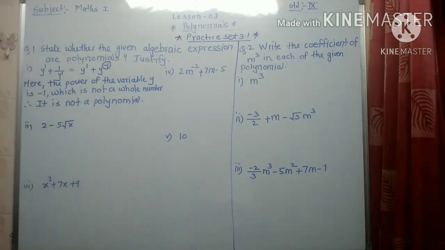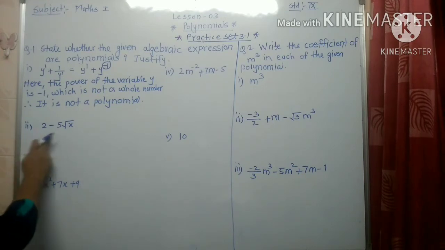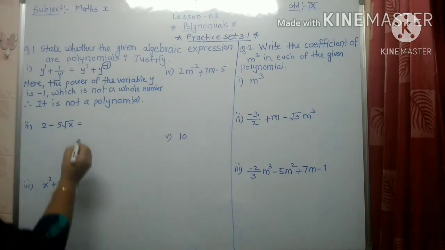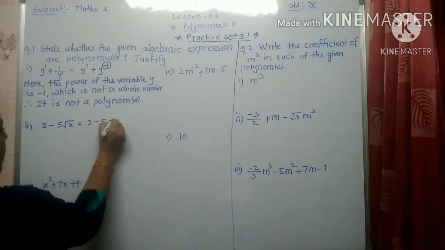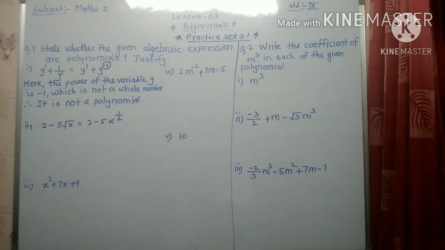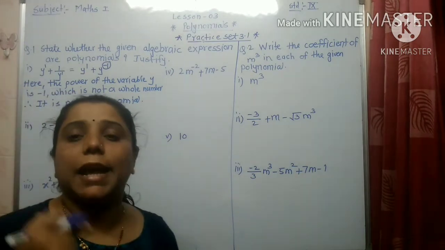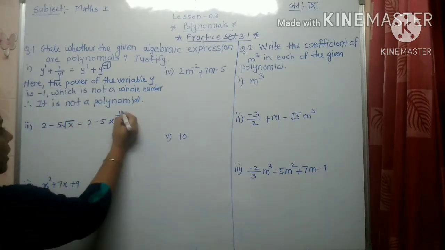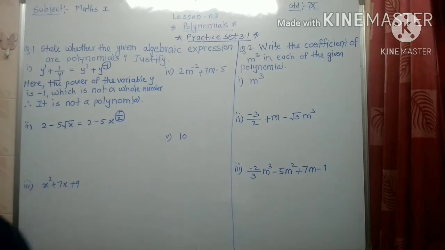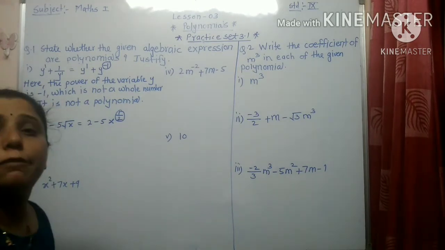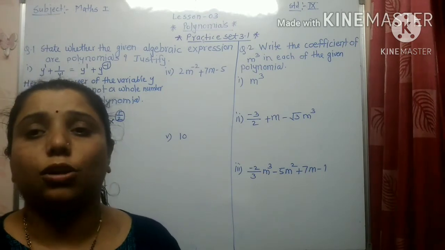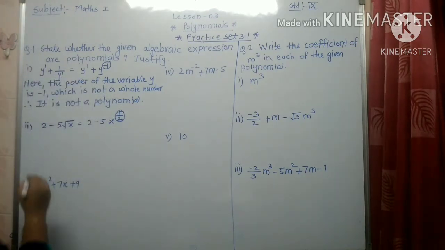Now see the second example. What is the second example? 2 minus 5 root x. Here I can write root x as x raised to 1 upon 2. When it is the cube root of x, it is x raised to 1 by 3. Now here you are observing the power of this variable x is the fraction 1 upon 2. It is not a whole number. So the given expression is not a polynomial. How to write it?